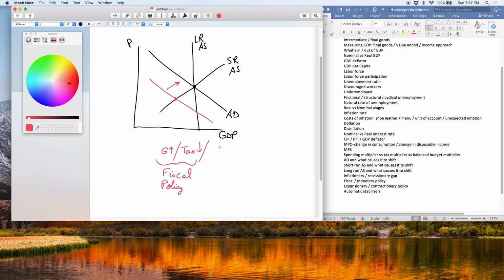Alternatively, the Federal Reserve, the Fed, or really more correctly, the FOMC, we're going to talk about that later, can reduce interest rates. Because when you reduce interest rates, it's like giving a booster shot to the economy. If you increase government spending, aggregate demand goes up. If you decrease taxes, consumption goes up. If you decrease interest rates, then consumption goes up and investment goes up. So this is called monetary policy.